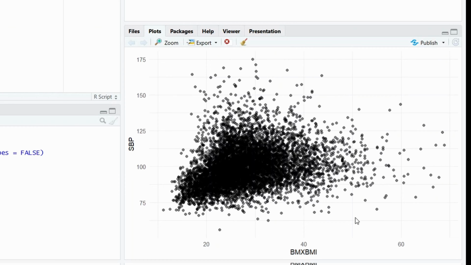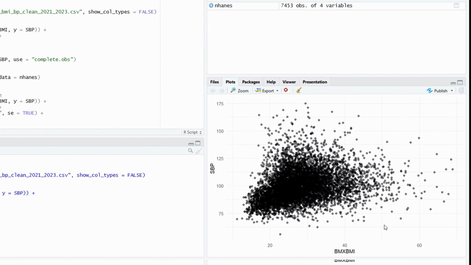In summary, this plot demonstrates a modest positive linear relationship between BMI and systolic blood pressure. As BMI increases, systolic blood pressure tends to increase, but with considerable individual variation.